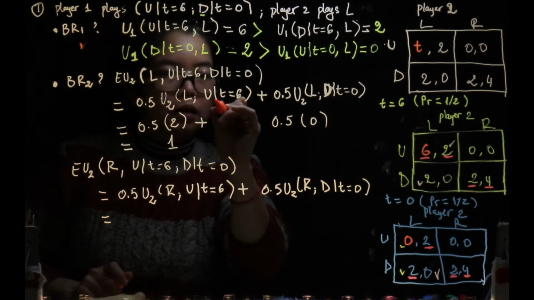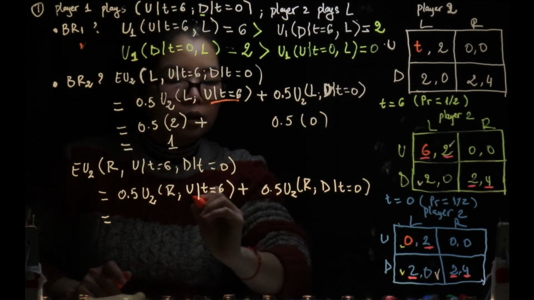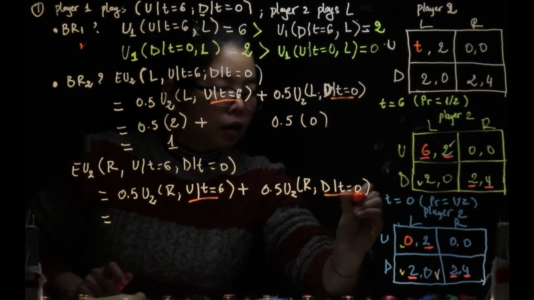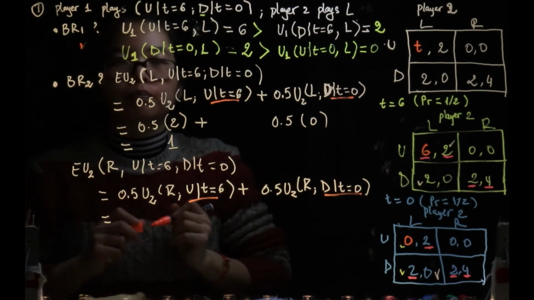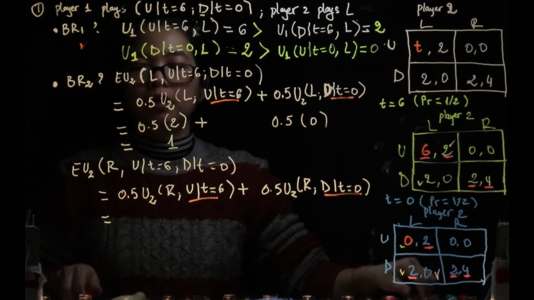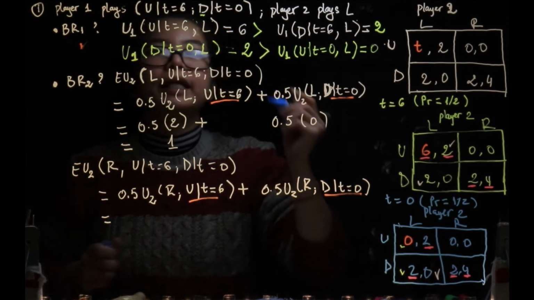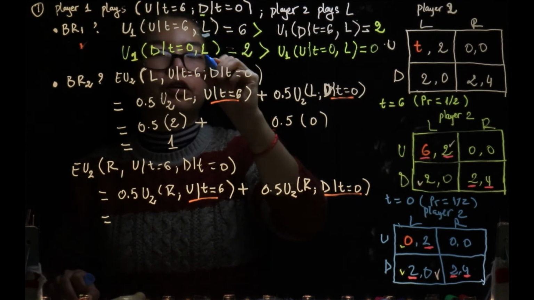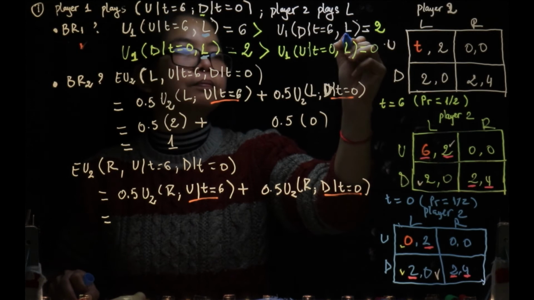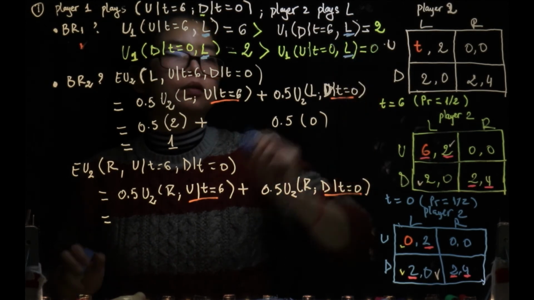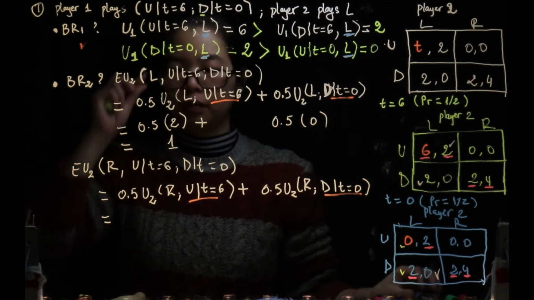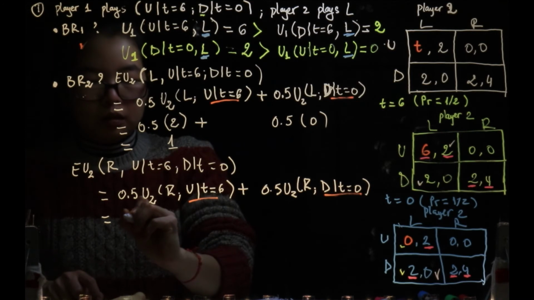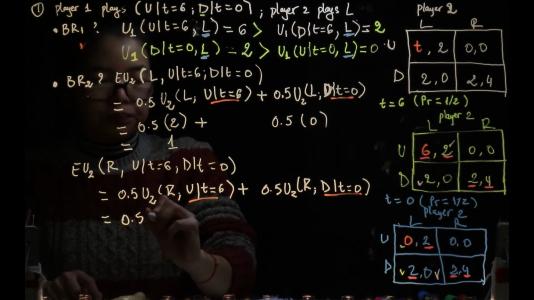So again, you see we fix the strategy of the first player the same when we calculate the expected payoff of the second player, and we also fix the strategy of the second player when we are interested in the payoff of the first player. That is something useful to remember, okay? So now let's find the payoff.